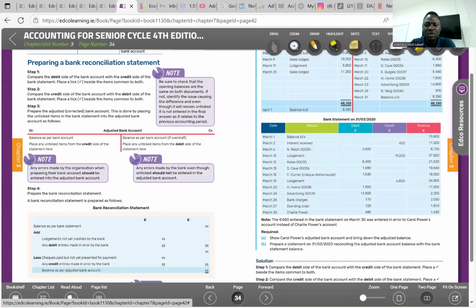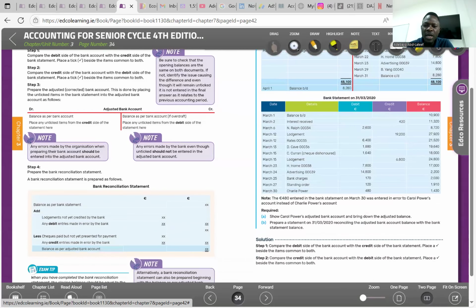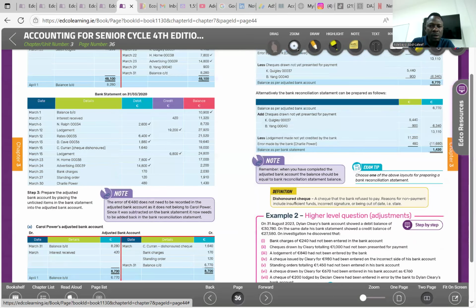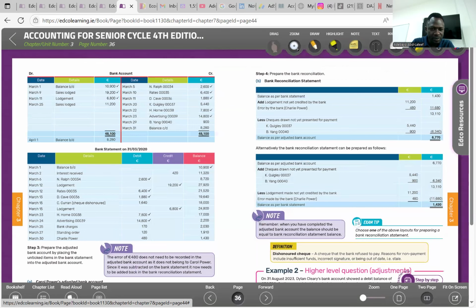So we have a note: the 480 euros entered in the bank statement on March 30 was entered in error to Carol Power's account instead of Charlie Power's. So there's an error of commission here. Instead of Charlie Power, we record it into Carol Power. So now the solution. The items have been ticked. The debit and the credit side have been compared to each other.